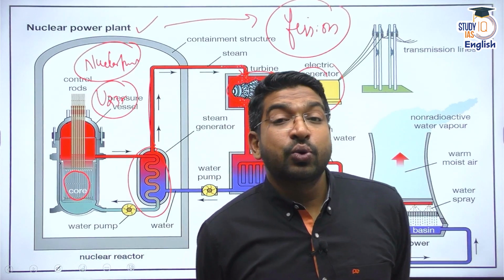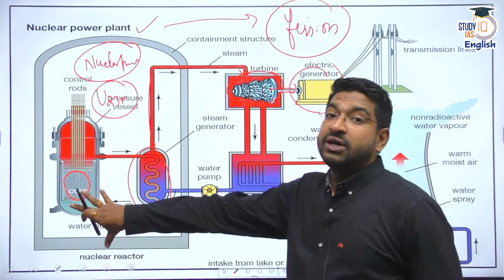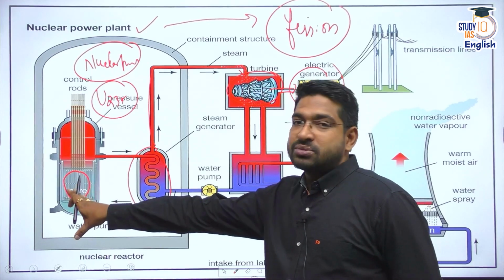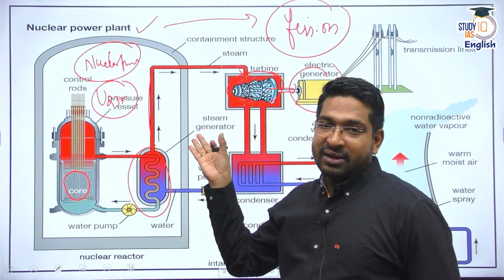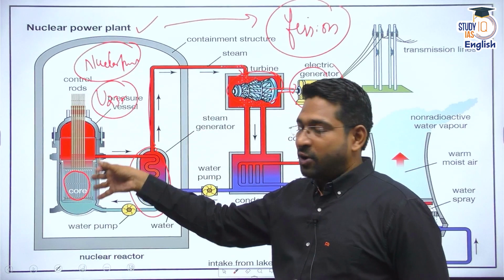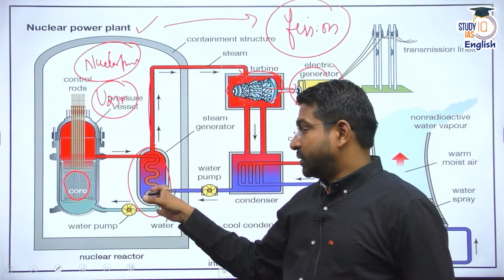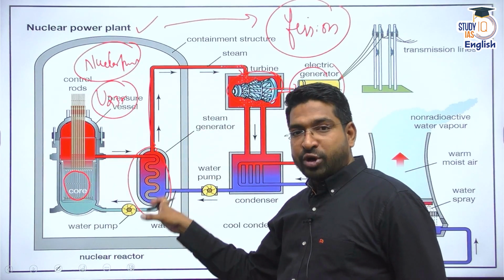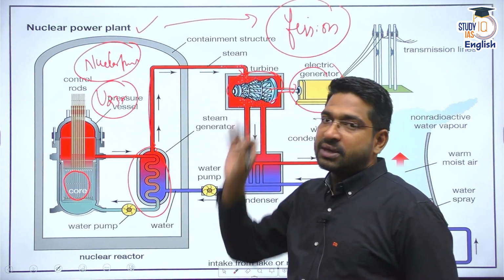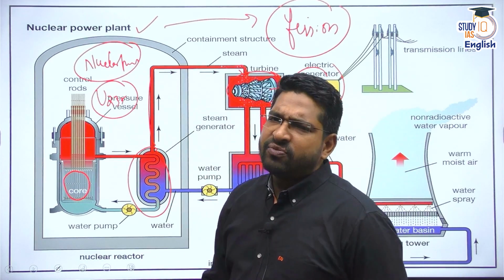All right. The only source of heat is changing here. If I use coal here, that becomes a coal-based power plant. If I use diesel, it becomes a diesel-based power plant. If I use nuclear energy here to transform water into steam and then to run the turbine, it becomes a nuclear power plant. We have many nuclear power plants.